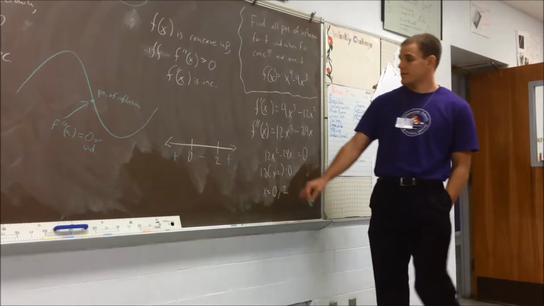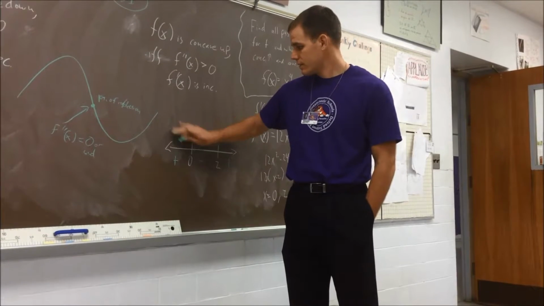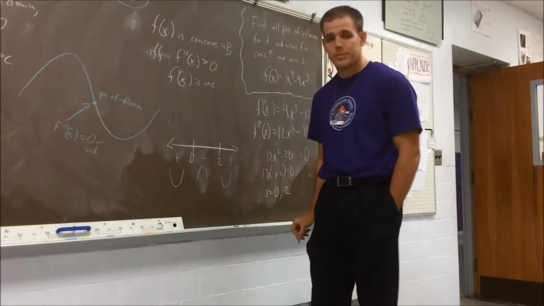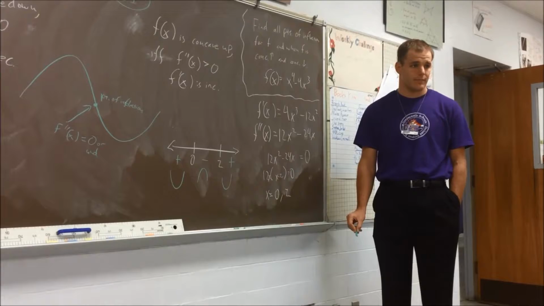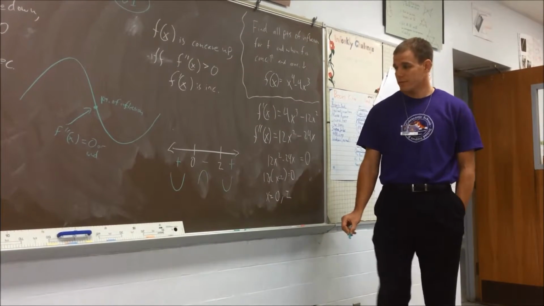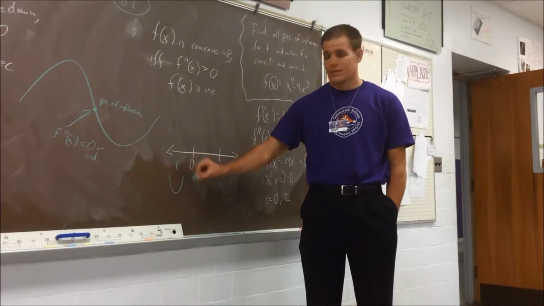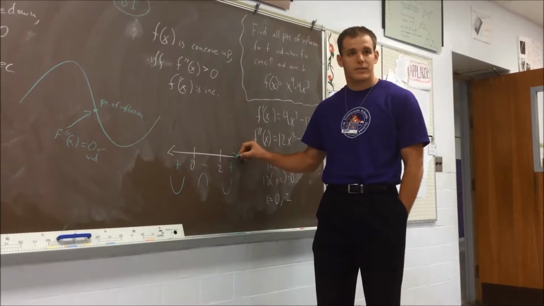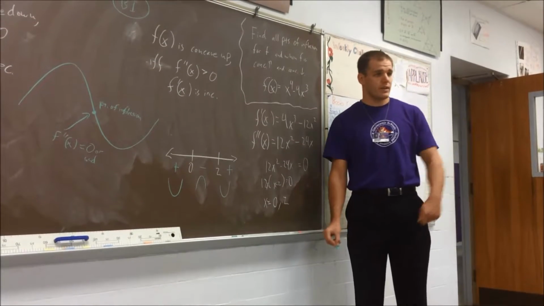So that means f is going to be concave up. It's concave up along here. It's concave down along here. Concave up along here. In physics terms, it's accelerations in the positive direction, accelerations in the negative direction, and accelerations in the positive direction again. Okay? Think of it like being on a yo-yo.